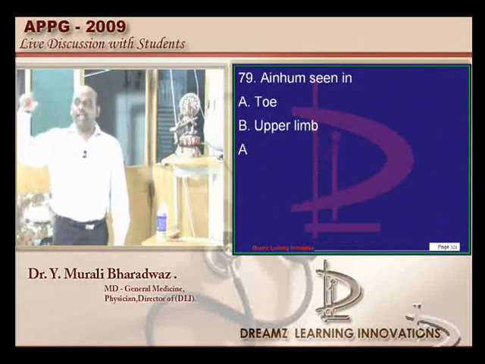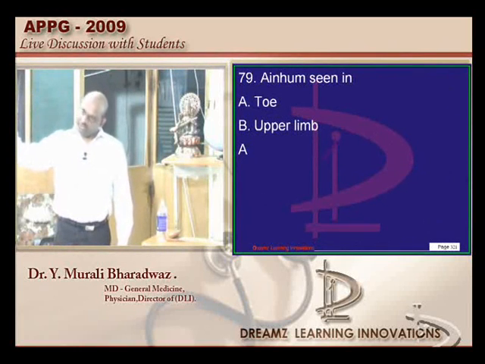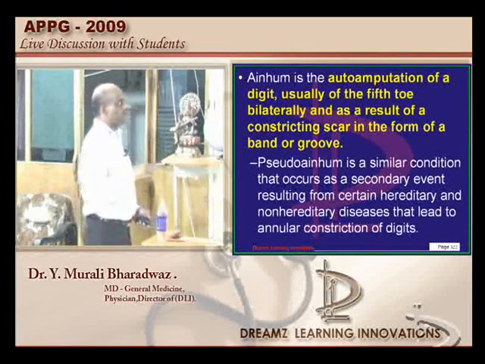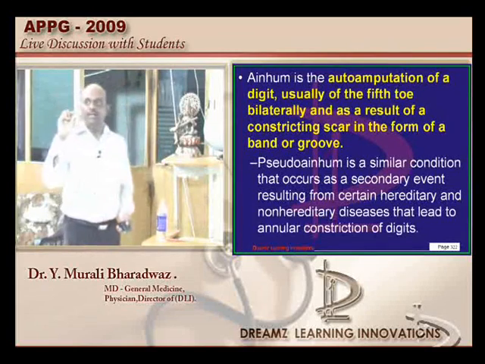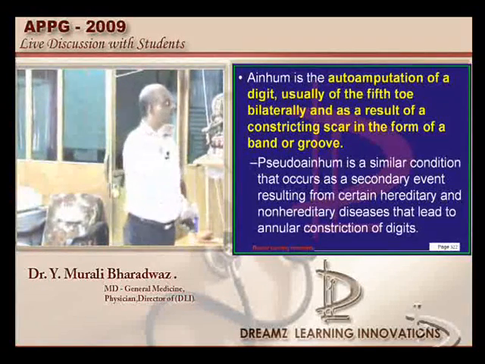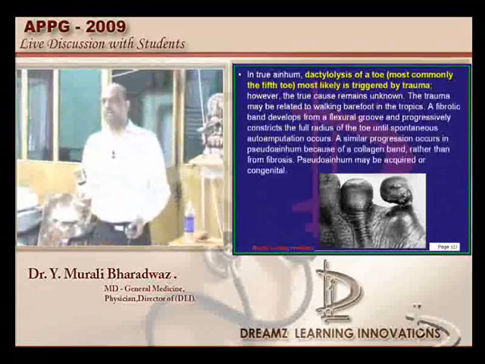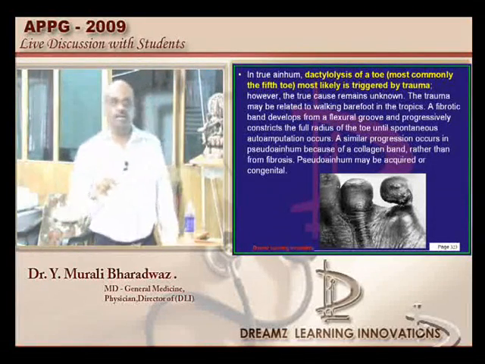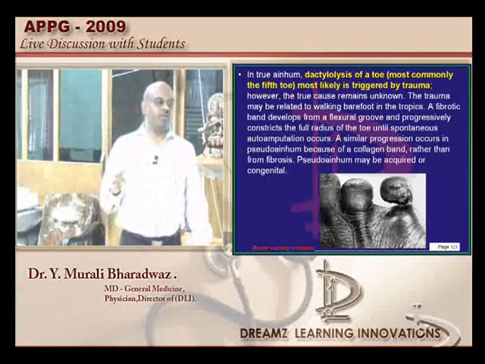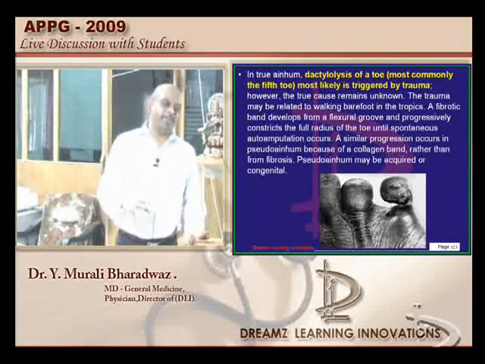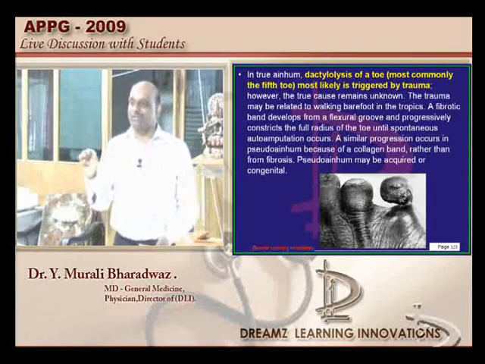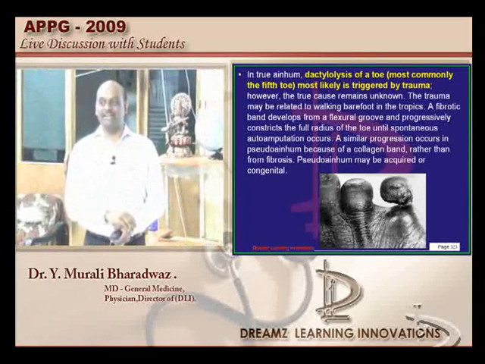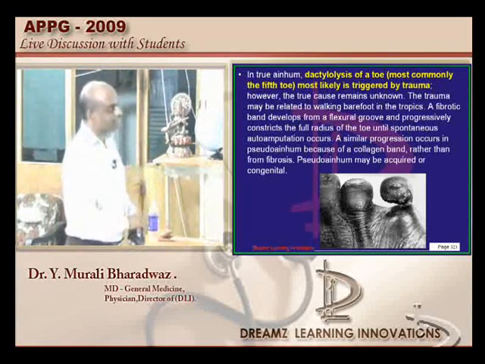Then Ainhum, where do you see it? It is typically seen in dactylolysis of the toe, which is triggered by trauma. A small part of the fifth toe may be lost. And what are the risk factors for Ainhum, doctor? Continuously reading in the reading room without getting up. Please check your fifth toe. There can be an Ainhum which can develop. Common question in the exam.